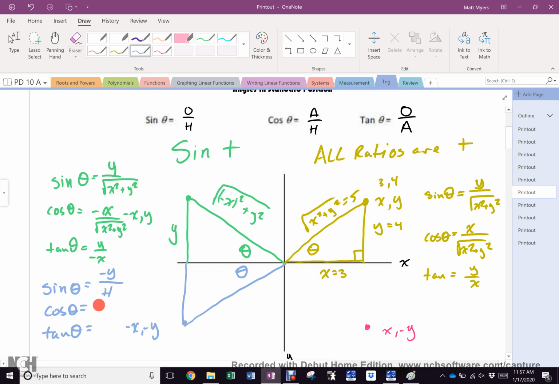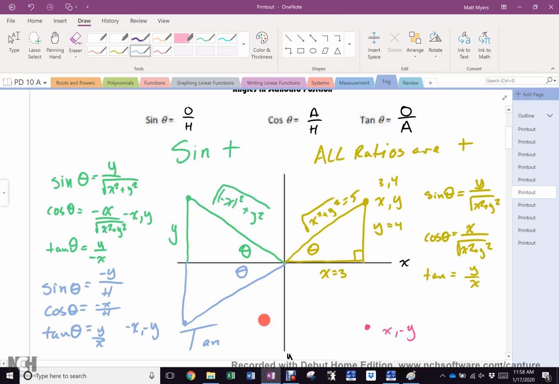What's cos going to be? Negative x over hypotenuse. And what's tangent going to be? Negative y over negative x. What? Y over x. Why is it y over x? Because both negatives make a positive. So what is the only positive guy down here? Tan theta. Tan is positive.